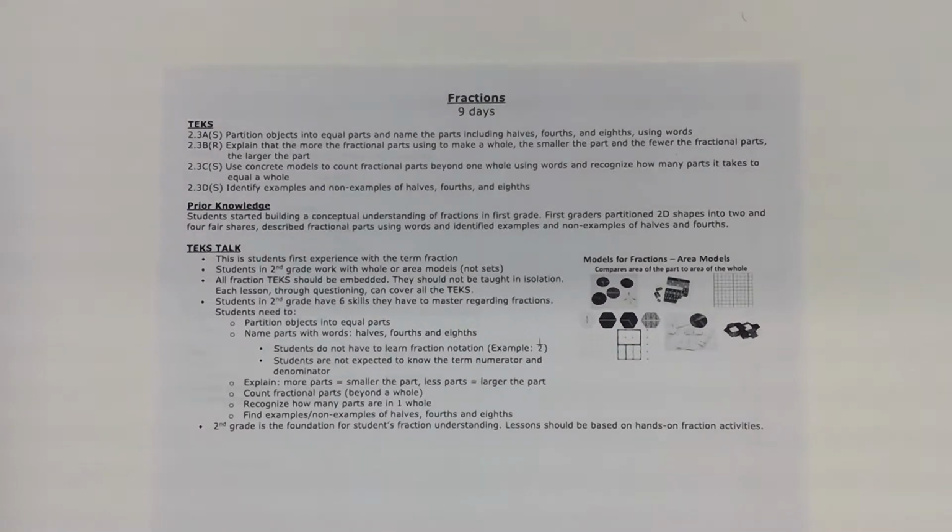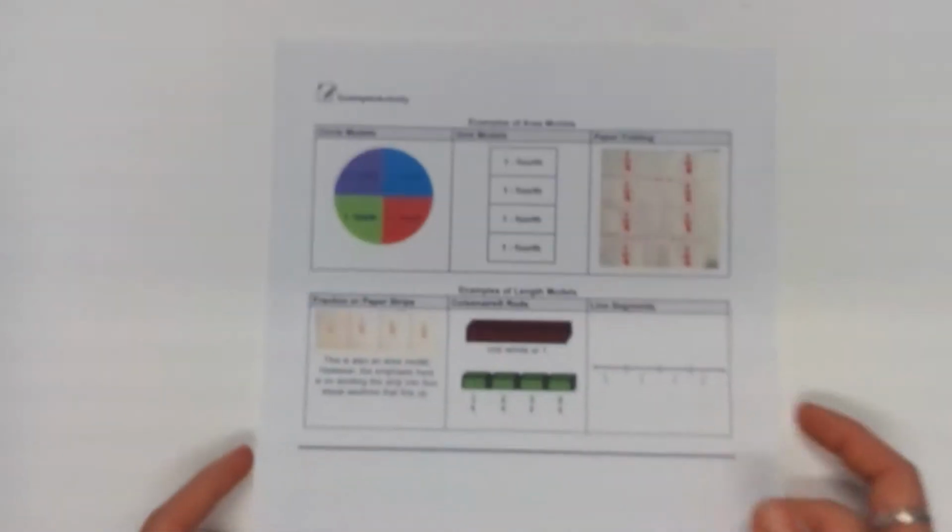In this video, we'll be looking at fractions in second grade. The TEKS are 2.3a, 2.3b, 2.3c, and 2.3d. Students will start out by looking at partitioning objects into equal parts. Know that this is the student's first experience with the term fraction.